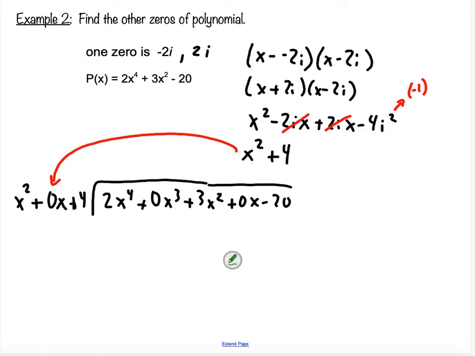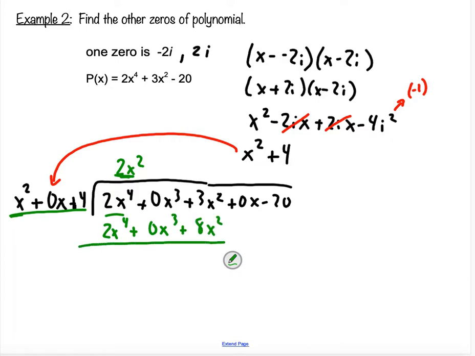So basically, this is coming out here. Now you have to think, x squared times what is going to give us a 2x to the 4th, and that's going to give us a 2x squared. So go ahead and take that 2x squared and distribute it through that trinomial. Change your signs and add them together. Bring down your other terms.